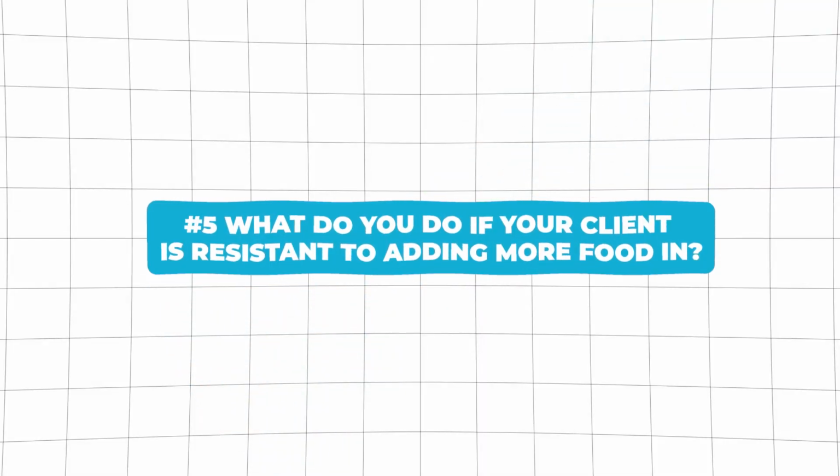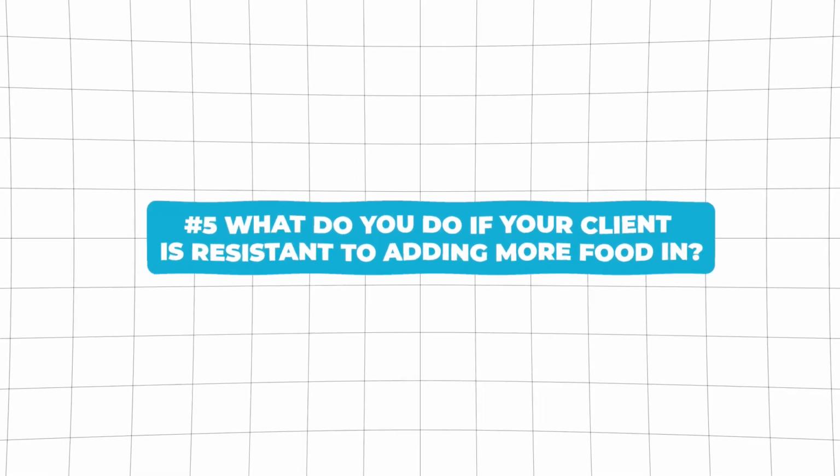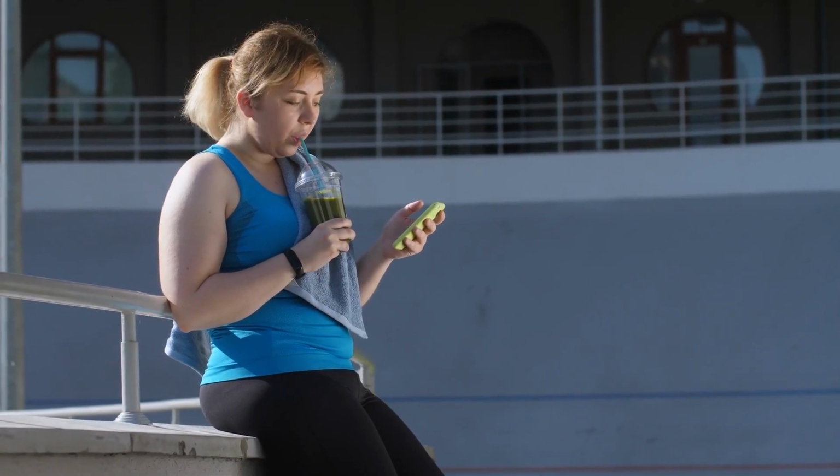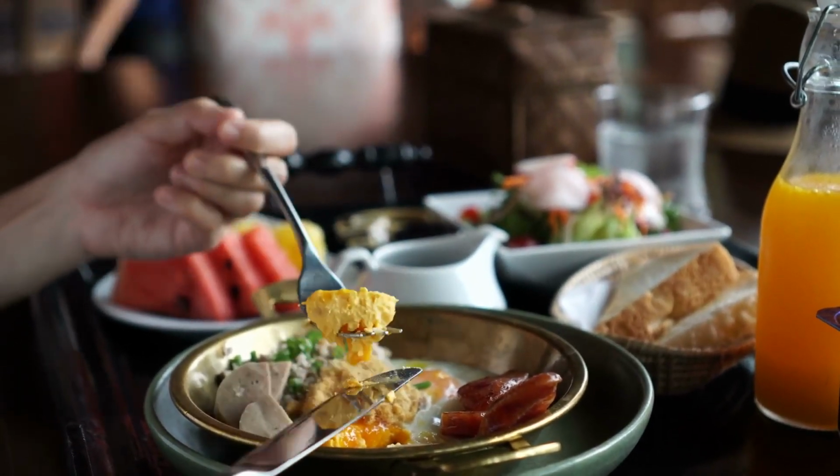Now, what do you do if your client is resistant to adding more food in? Again, you want them to see why it's in their best interest to add in more food. One thing you could start doing is start small with some of these changes. We talked about those 50 calorie or 5% bumps.